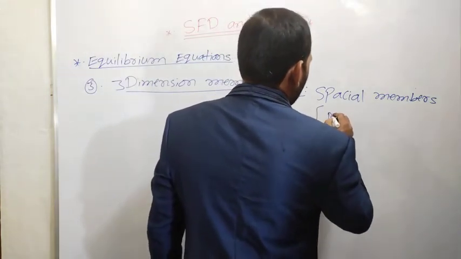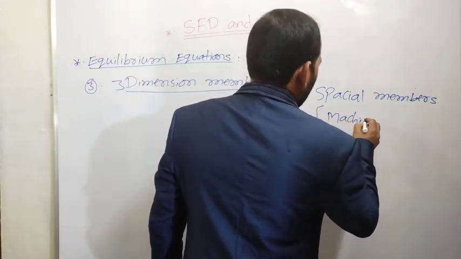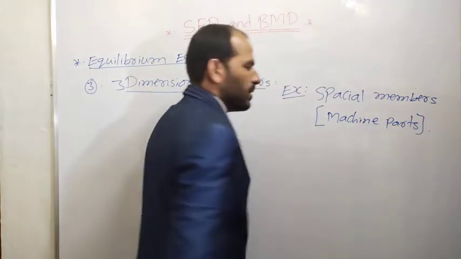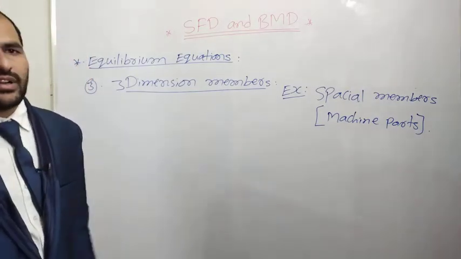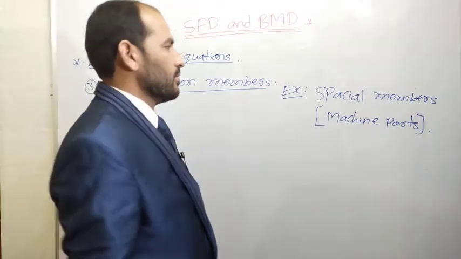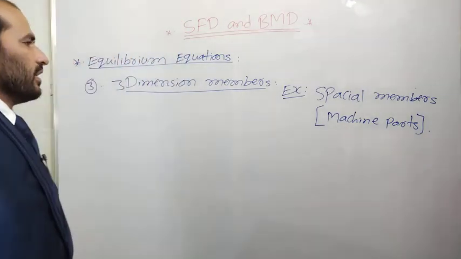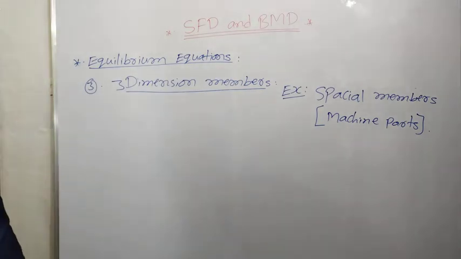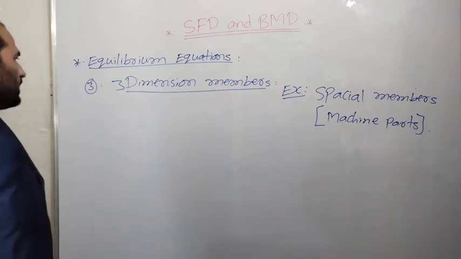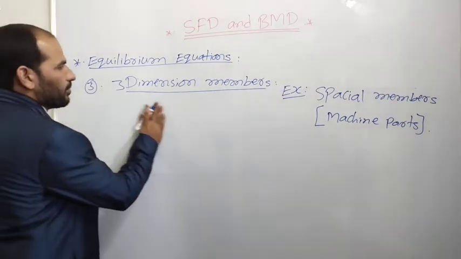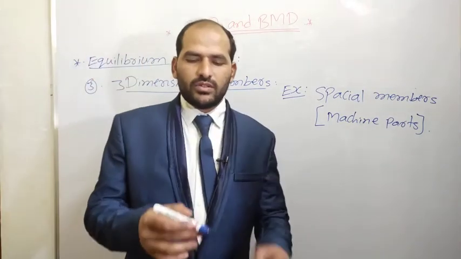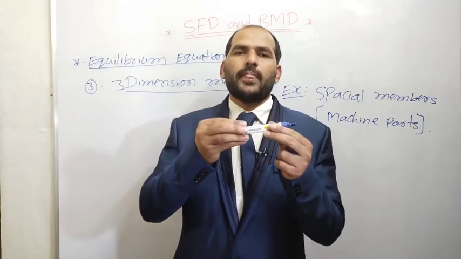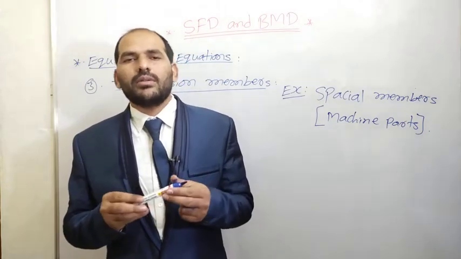An example is machine parts. Any machine part is called a spatial member. So in this three-dimensional member, for example, this is the machine part. For this machine part, what is the equilibrium equation?